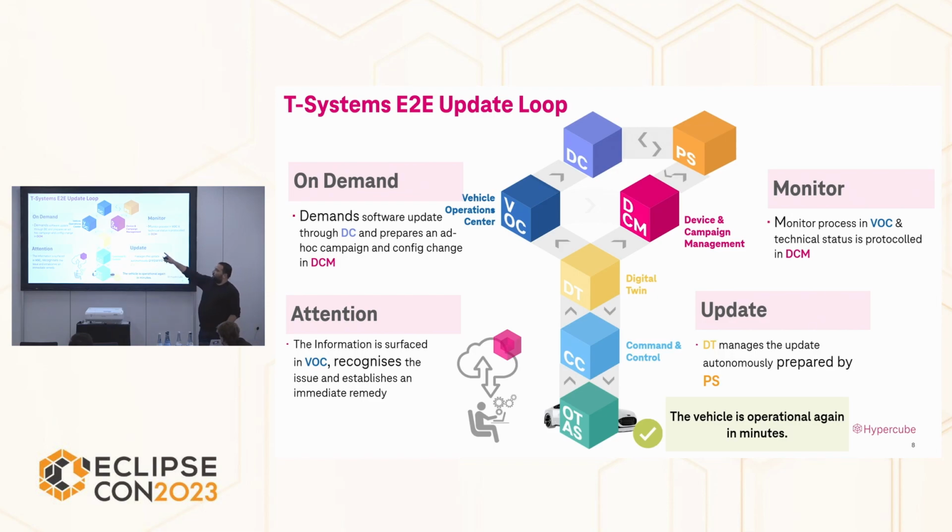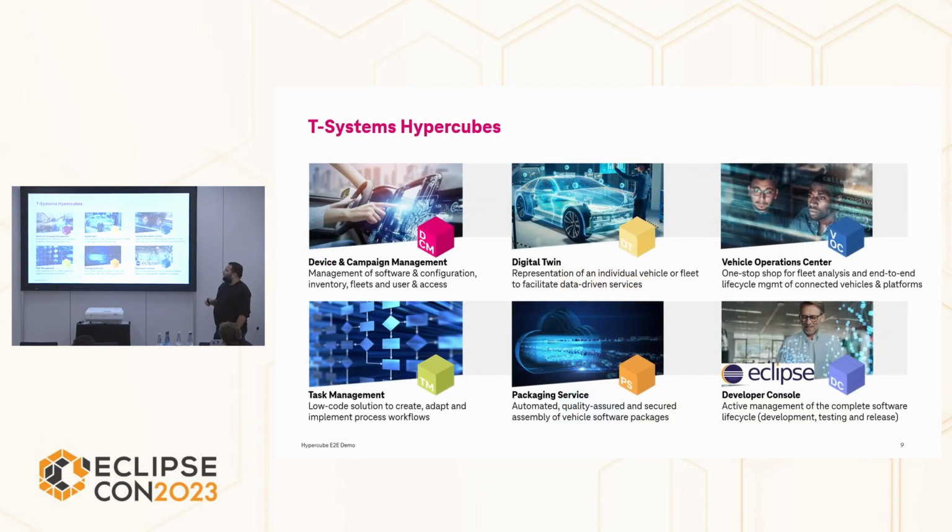But that's our circle, how we see the world. The car is at the center, and we provide the cloud backend platform to make it run. I already mentioned these cubes. It's just another overview. We have 6 cubes or 7 cubes at this moment in time. Device campaign management is doing this orchestration of campaigns to update certain kinds of cars in certain waves. Digital twin is a translator between the binary format of the car and the more understandable, readable format.